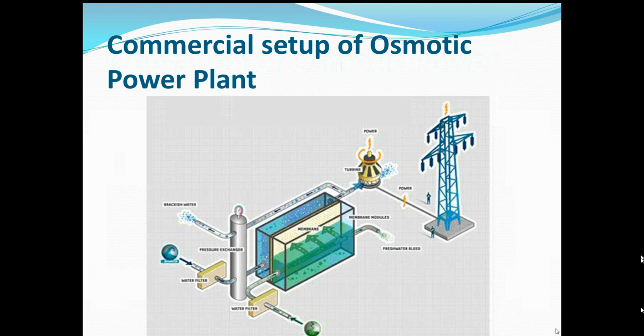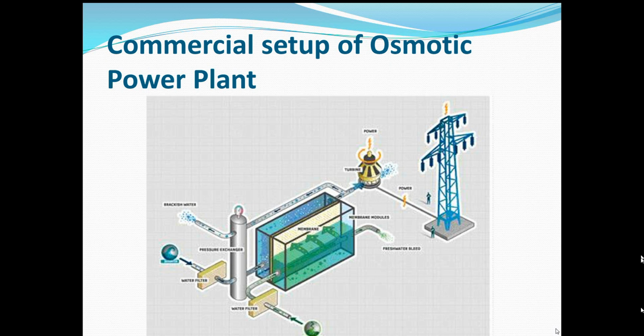Now, this is the commercial setup of an osmotic power plant. We can see the seawater entering the water filter and moving into the pressure exchanger. The fresh water on the other side enters through the water filter and then moves towards the unit. Now, in these units, the seawater and the fresh water are separated by semi-permeable membranes, or membrane modules.